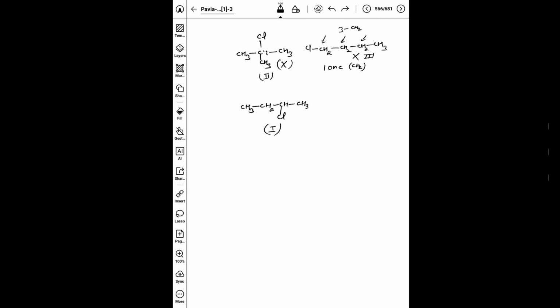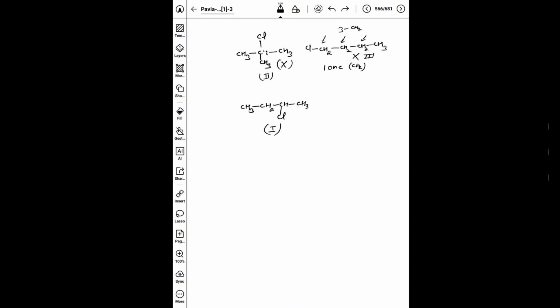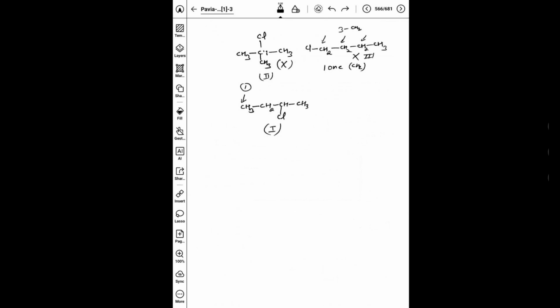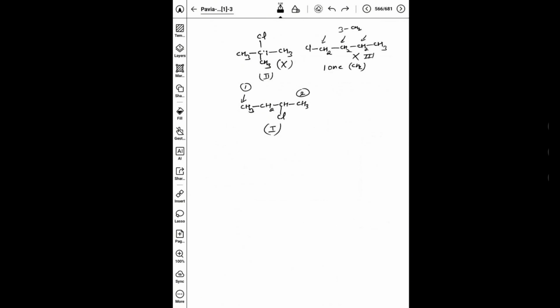But this is not our aim. Our aim is to assign the signal to each carbon and proton. So on the basis of chemical shift knowledge, you can easily assign that this is the first signal. If you go back, this is the first. The second would be this carbon. Then the third one is around 60 ppm. So this is the third signal, and this is the fourth one. This I can assign on the basis of my chemical shift knowledge.